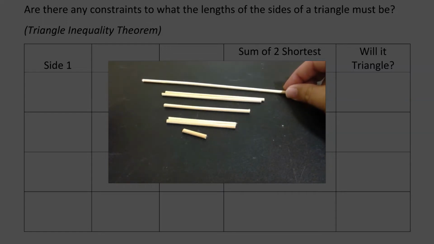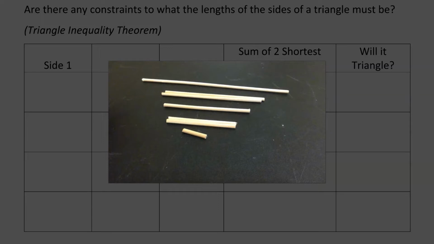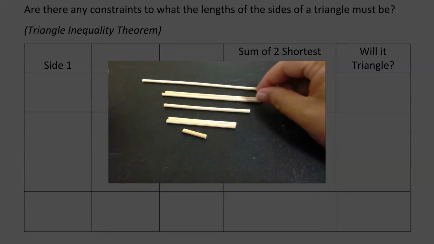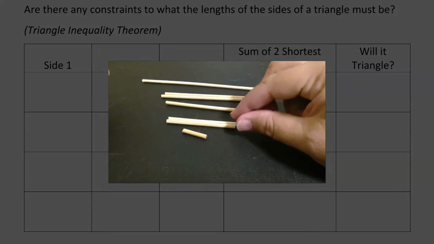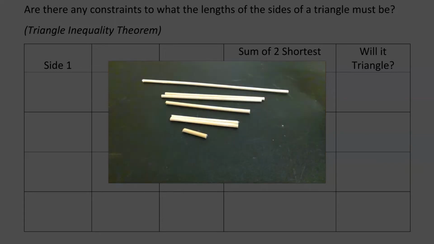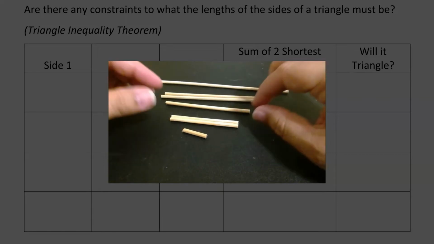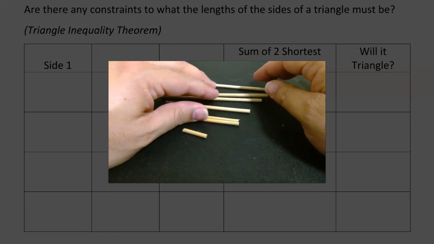And so I've already measured out and pre-cut these. This one is 8 inches. I have two that are 5 inches, 4 inches, two that are 3 inches, and then I have one that's 1 inch. What I'm wanting to find out is, are there any constraints or limitations to what the lengths of the sides of a triangle must be? Do I just need 3 sides to make a triangle?